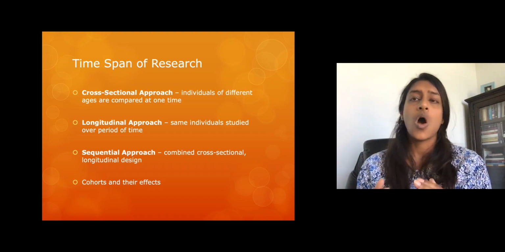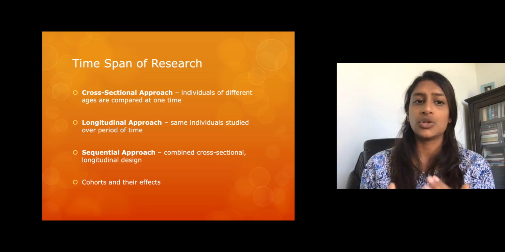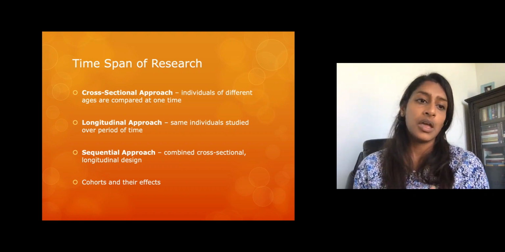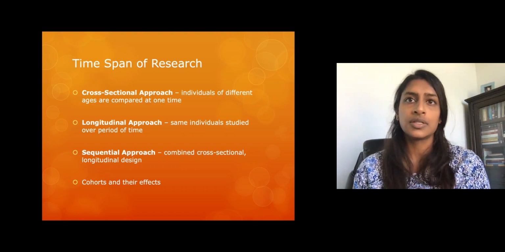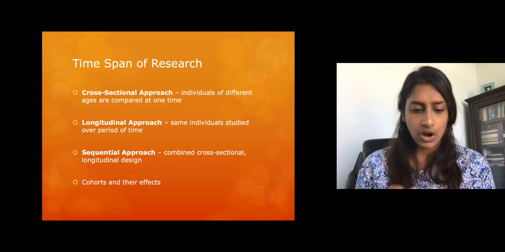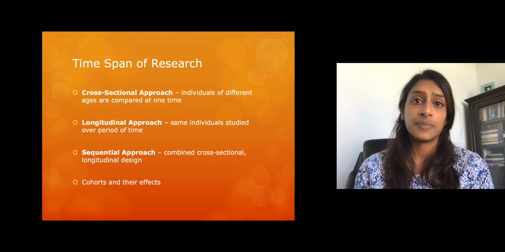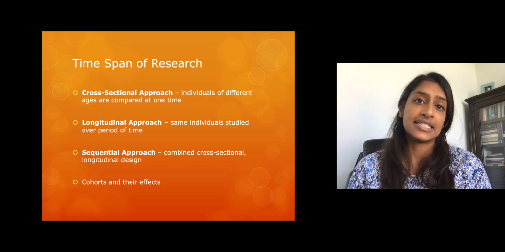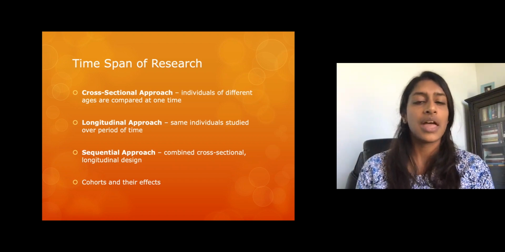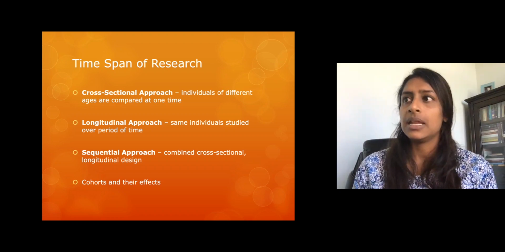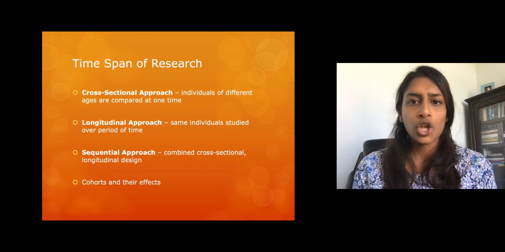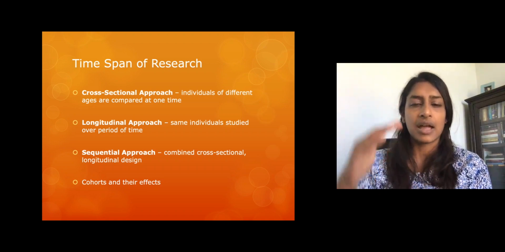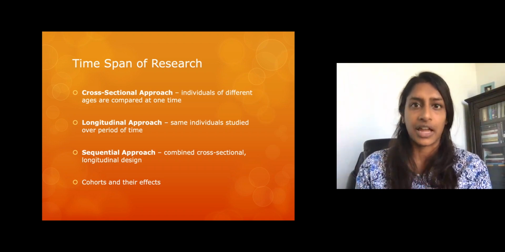Cross-sectional designs are where we're going to look at individuals of different ages compared at one time. So maybe I look at how fast kids are acquiring language. And I do this by assessing 2-year-olds and 4-year-olds and 6-year-olds and 8-year-olds. And I do that all at one time, meaning that during my experiment, the time that I'm collecting the data, I bring in kids from all of these different age groups.